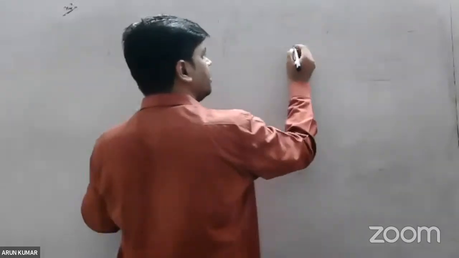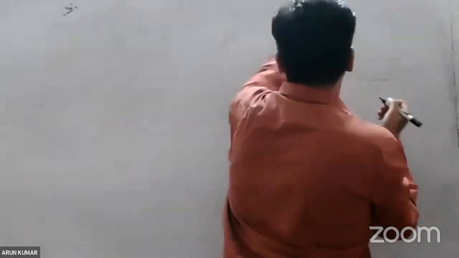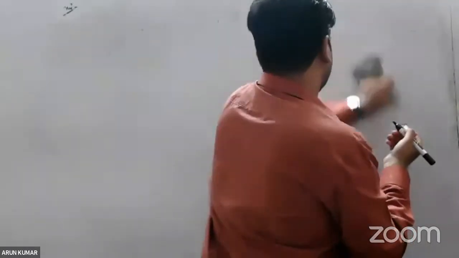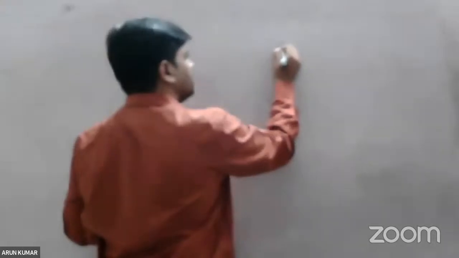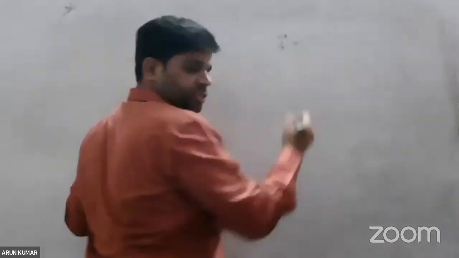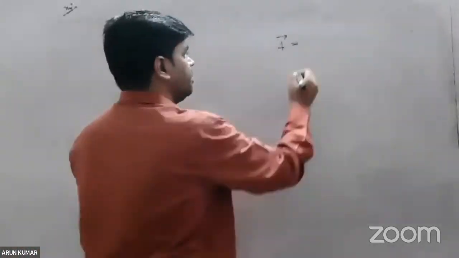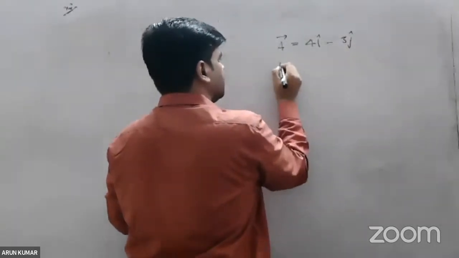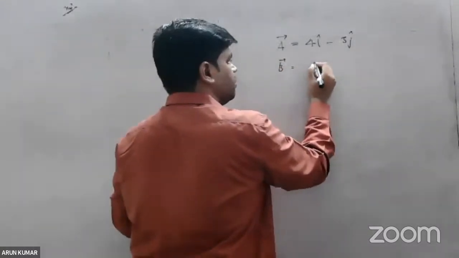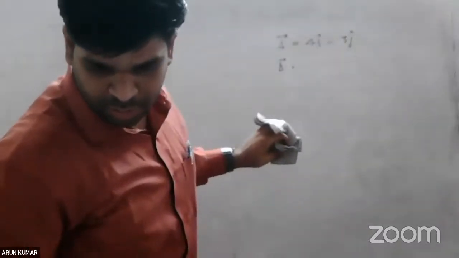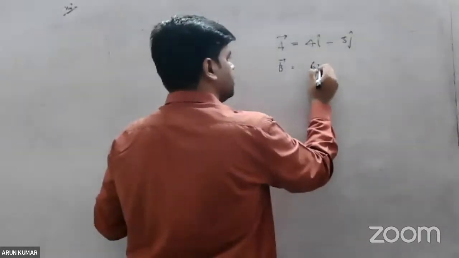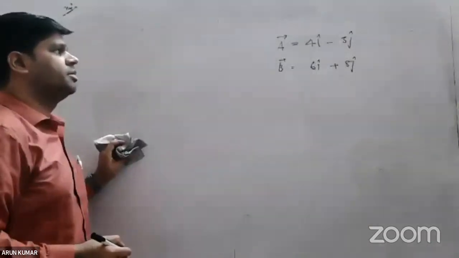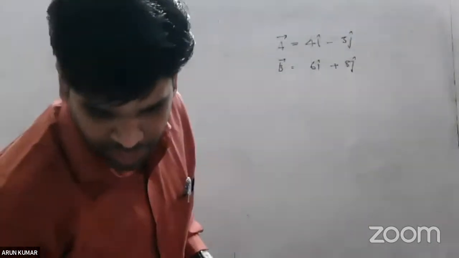So one vector is A bar, which is 4i cap minus 3j cap. B bar is what, students? 6i cap plus 8j cap. I want A bar plus B bar, right? That's what he's asking.